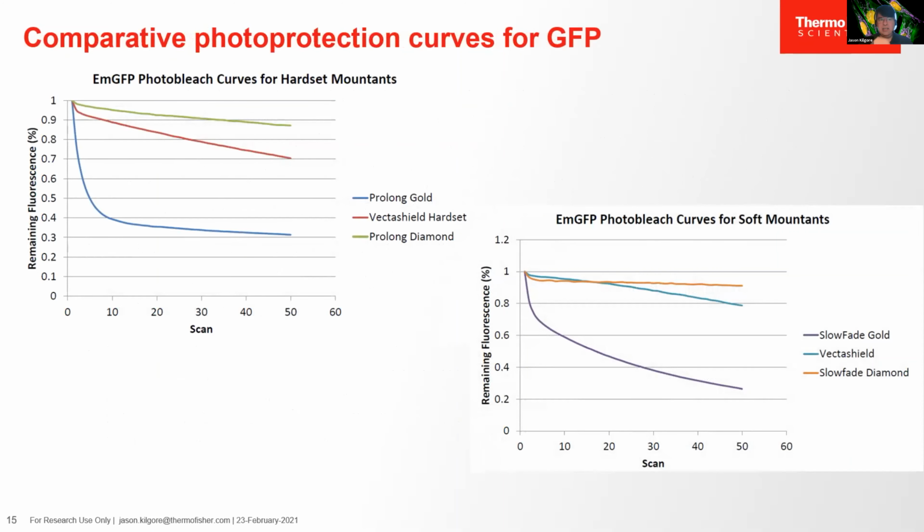For instance, here on the left, you can see ProLong Gold in the blue was pretty poor, dropped quite precipitously in its intensity, whereas VectaShield HardSet, which is their hardening version at Vector Labs, was okay, and ProLong Diamond did much, much better. Lower right are the SlowFade or non-curing versions, where Diamond and VectaShield were doing very well.